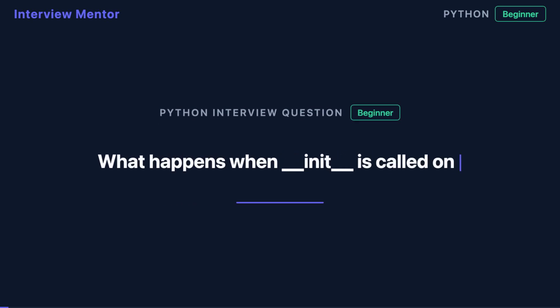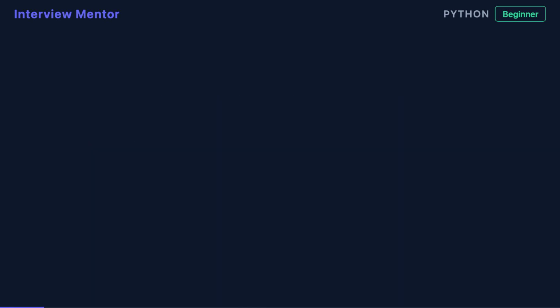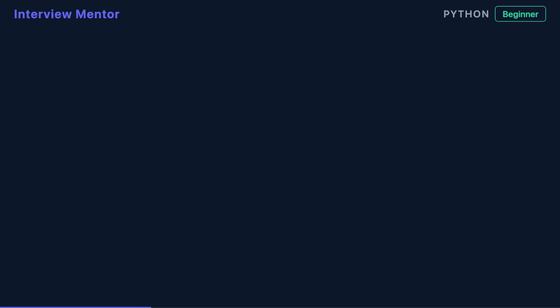If you've ever created a Python class, you've used __init__. But do you really know what happens under the hood when it's called? __init__ is Python's initializer method. It's called automatically right after a new object is created. When you write dog = Dog(), Python first creates the object using __new__, then immediately calls __init__ to set it up. This two-step process happens behind the scenes every single time you instantiate a class.